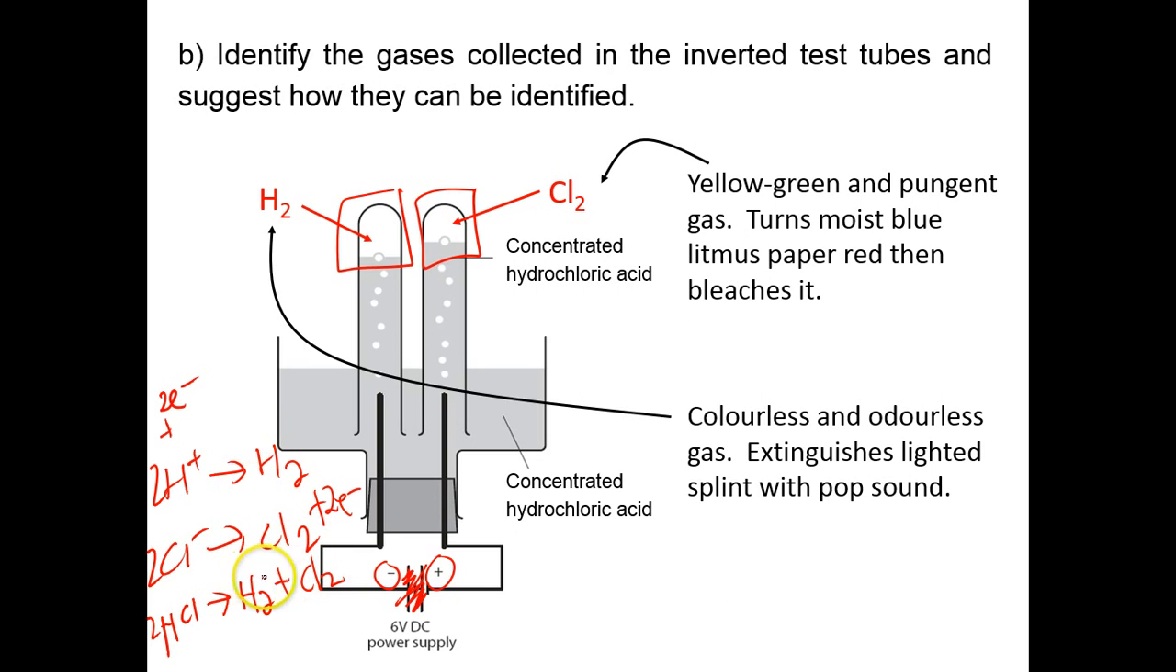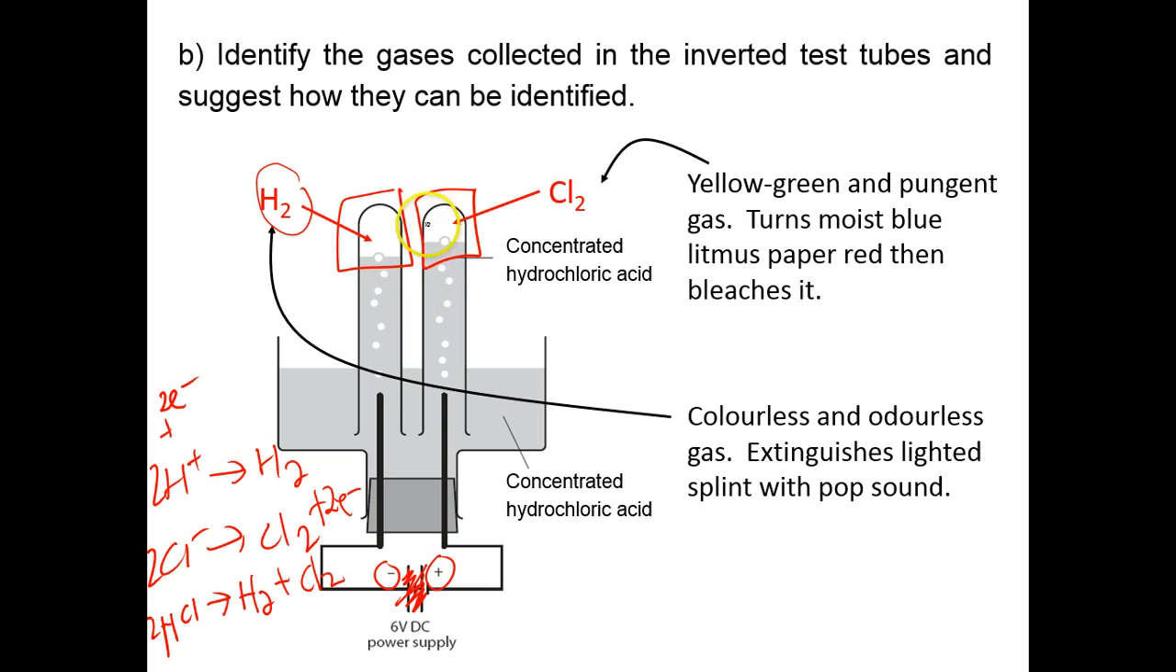So based on the mole ratio of 1:1, we should deduce that the volume of gas collected at each electrode should be the same. So why is it not the same in this case? This is because H2 gas is not soluble in water. Cl2 gas is soluble in water. So when the Cl2 gas is produced, what happens? It can dissolve in the water of the electrolyte.